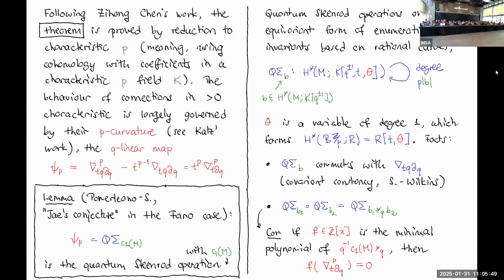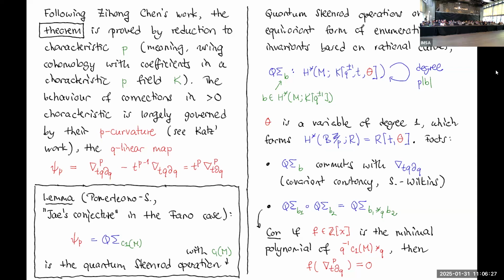The nature of it is that you can say a lot of things about the conjecture. And so the lemma that makes the previous theorem work is this one. This is a special case of a conjecture. Sorry, this only works in the monotone or Fano case: the P curvature of the quantum connection has a different interpretation in terms of something called the quantum Steenrod operation, which does not involve derivatives.